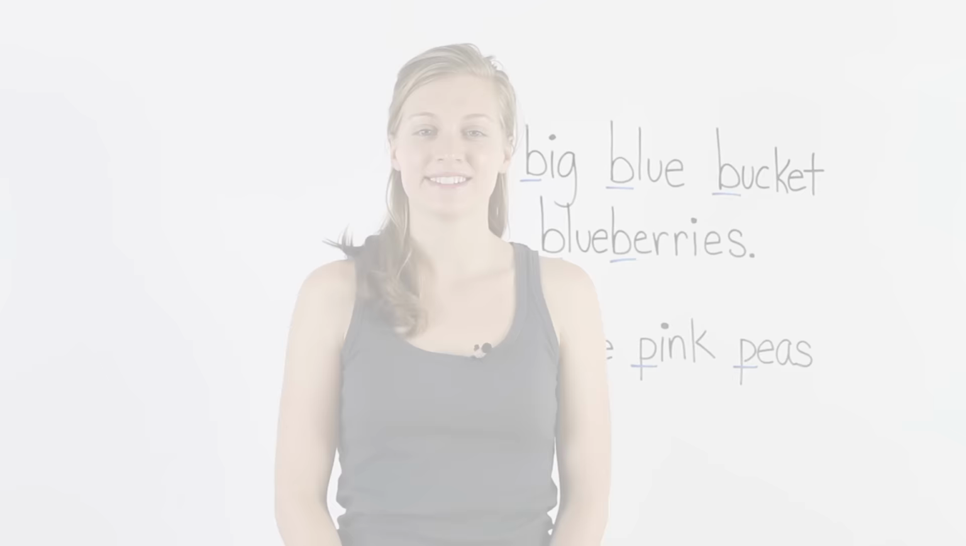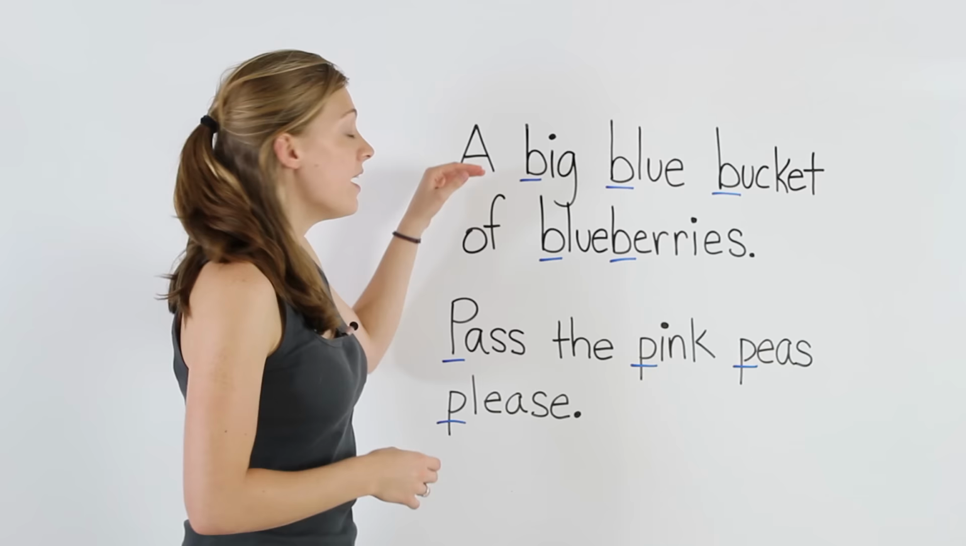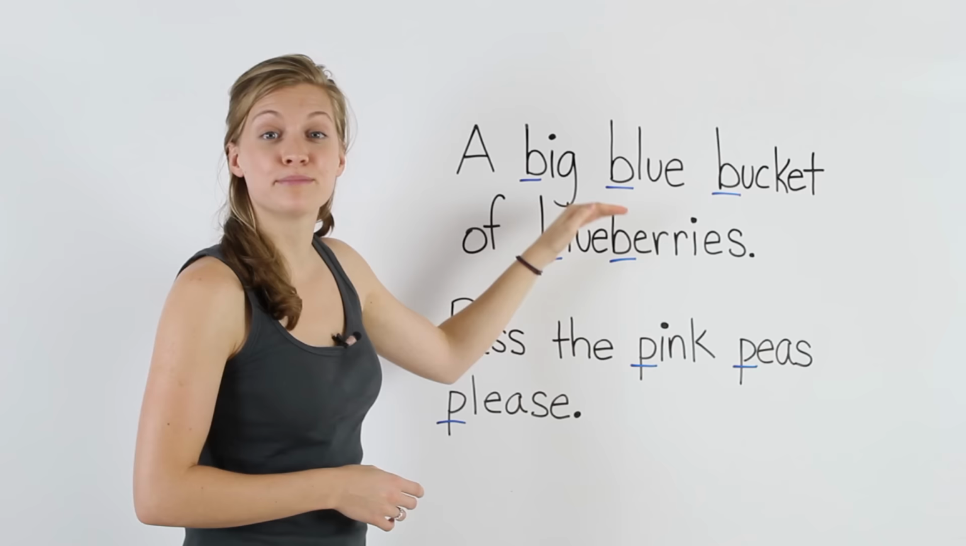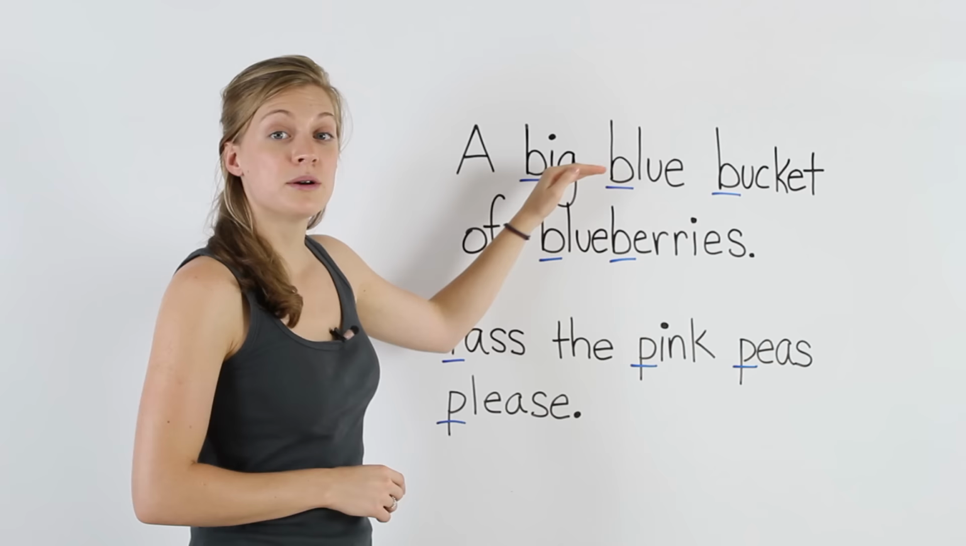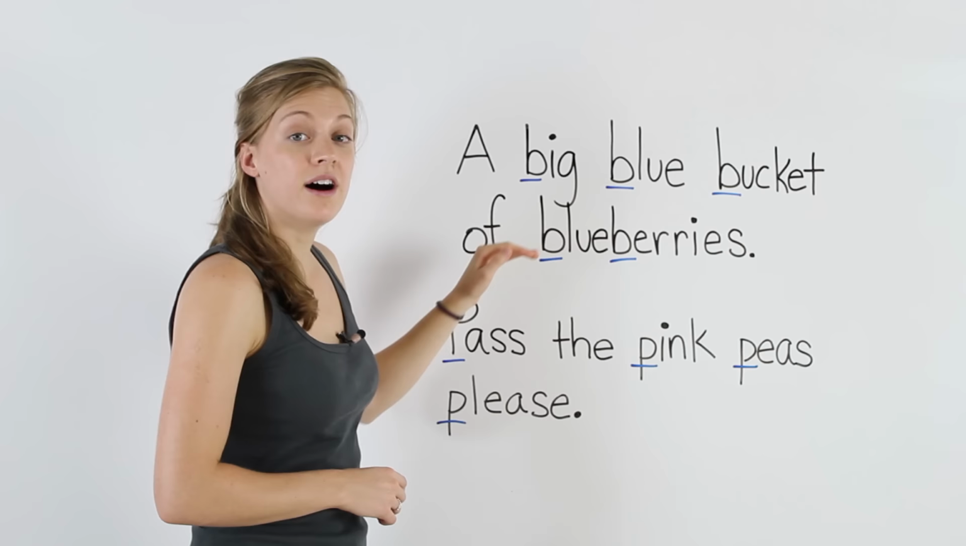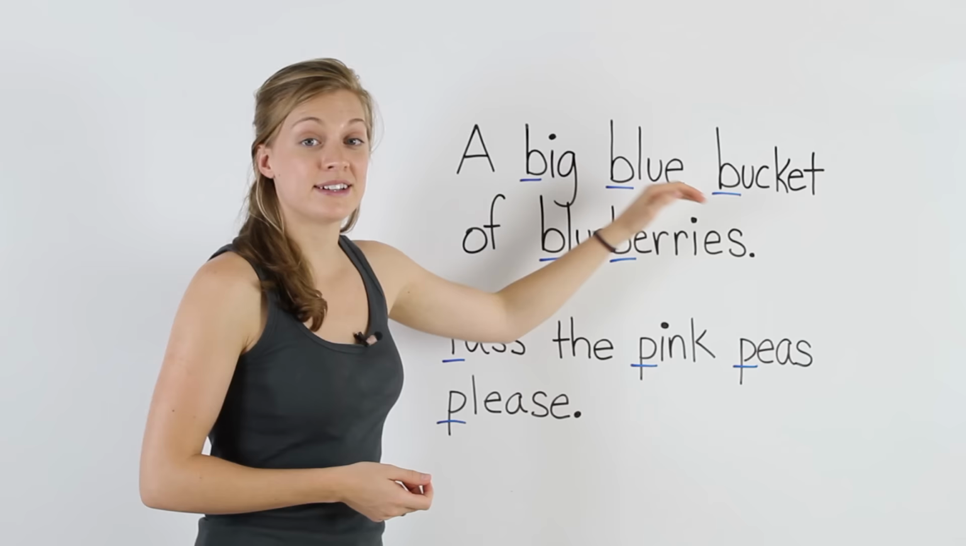Now let's look at some example sentences. Our first sentence shows us the B sound, ba. A big blue bucket of blueberries. Now let's say it again, but repeat after me very slowly. A big blue bucket of blueberries. Let's say it one more time, but all together and a little bit faster. A big blue bucket of blueberries. Now you try. I hope you did well.